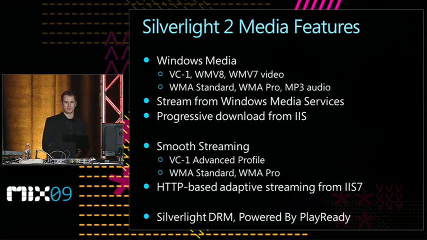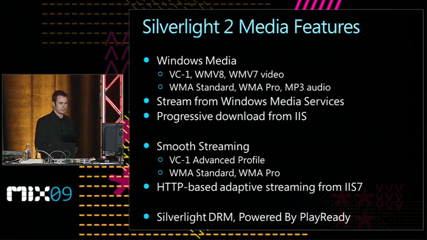You can deliver that to Silverlight 2 using Windows Media Services if you're doing traditional streaming, or IIS7 or any other web server if you're doing progressive download. It also supports smooth streaming. All those demos that we saw of smooth streaming today all work in Silverlight 2 already. You don't need to actually have Silverlight 3 for that to work. And that's delivered using, like we said, HTTP-based adaptive streaming from IIS7.